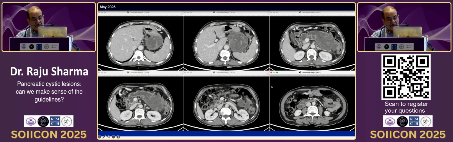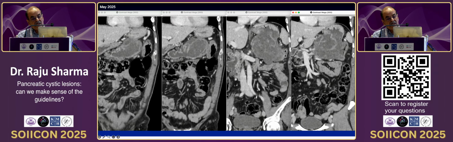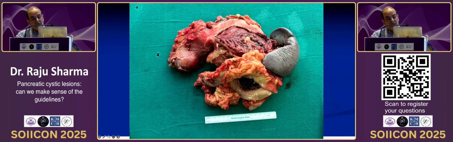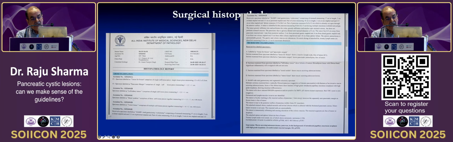So this had even ruptured into the stomach. If you see here, this large malignancy associated with IPMN has already fistulized with the stomach, and this patient was subjected to a very extensive surgery where a total pancreatectomy, gastrectomy, splenectomy was done. And this is the operative specimen, and the histology showed that this was an invasive ductal adenocarcinoma arising in the background of IPMN.